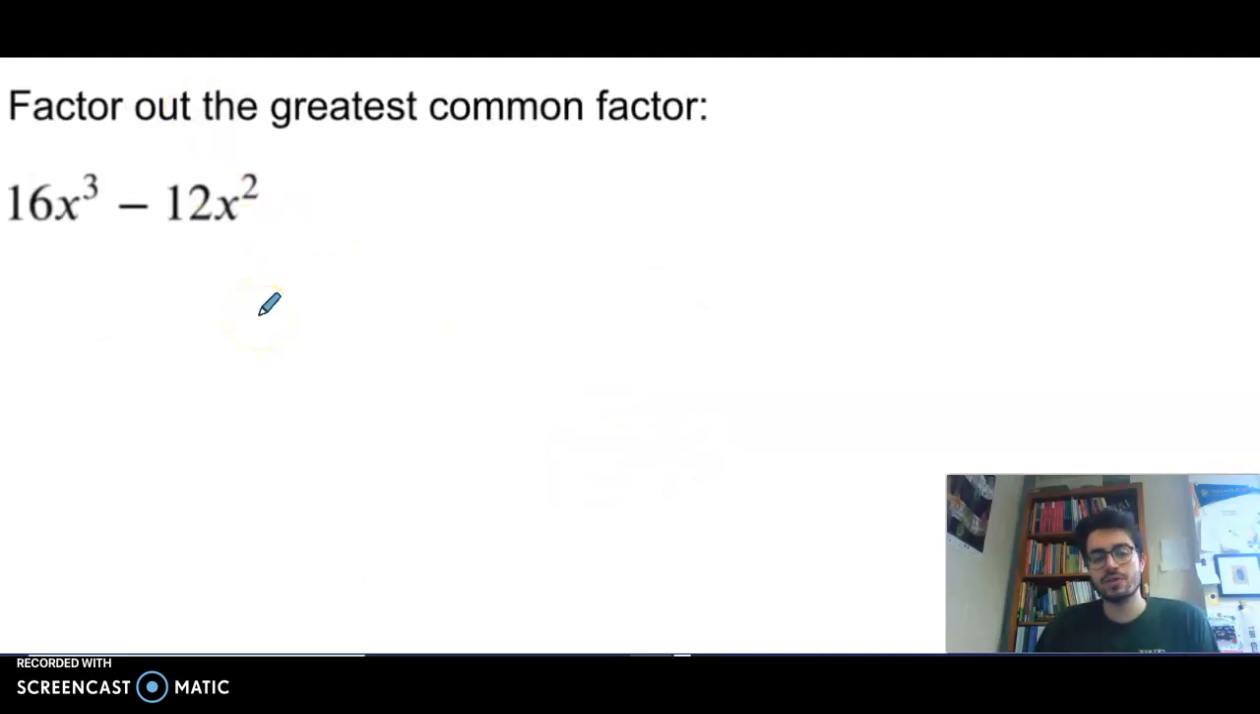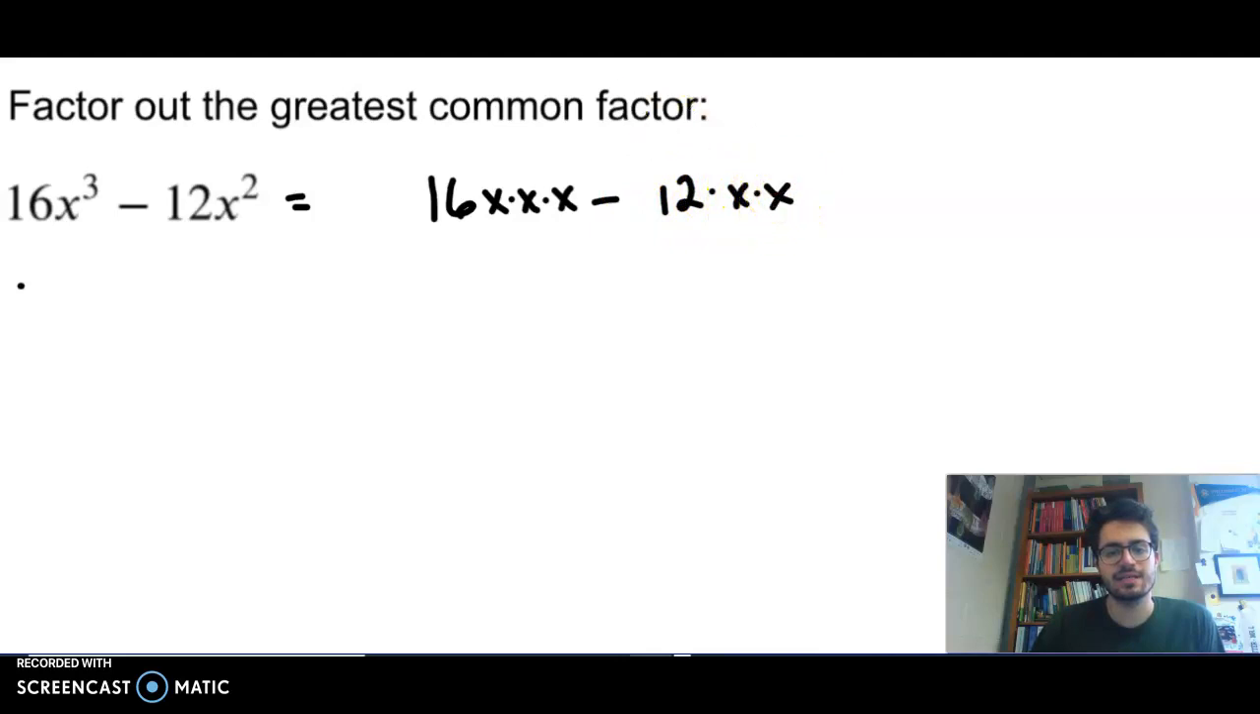Sometimes we have polynomials and we want to factor out the greatest common factor. So looking at 16x cubed minus 12x squared, 16 and 12, the greatest common factor they share is 4. So I'm actually going to write this out expanded. This is 16x times x times x minus 12 times x times x. Since they both have a factor of 4, I can take it out. When I take it out, 16 over 4 is 4. And then 12 divided by 4 is 3.